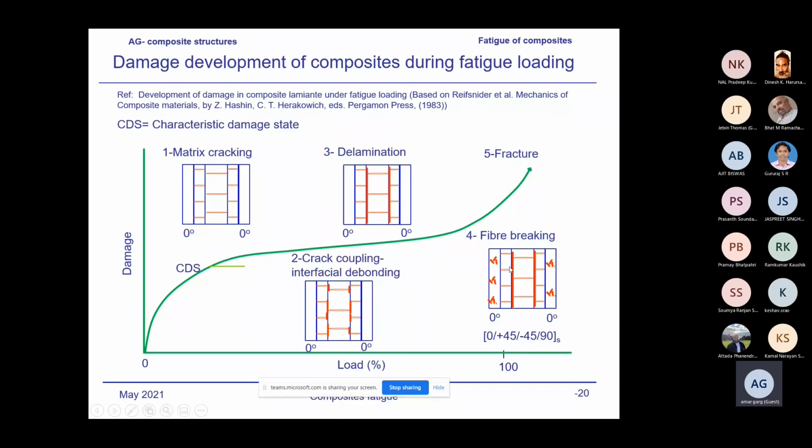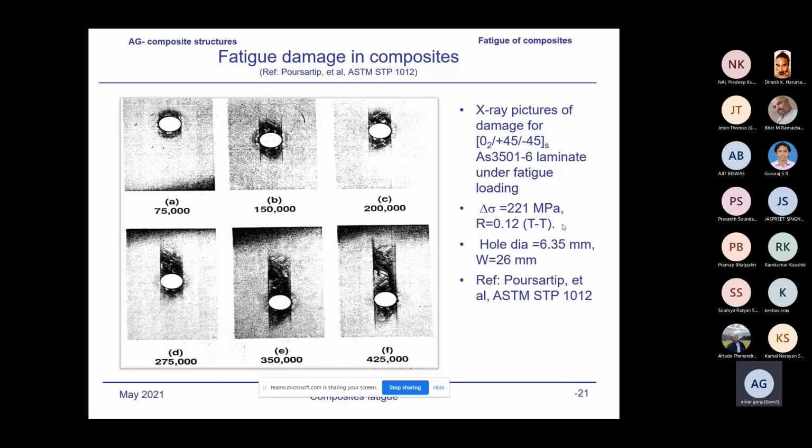This shows some pictures of the laminate which I provided, again 0, 45, minus 45, 3501-6 with an open hole. Fatigue, tension-tension, hole diameter 6.35 millimeter and 26 millimeter coupon. At 75,000 cycles, 150,000 cycles, 200,000, you can see how the damage is progressing. All the damage is going along the load direction. So this is the difference between the metal and composite.